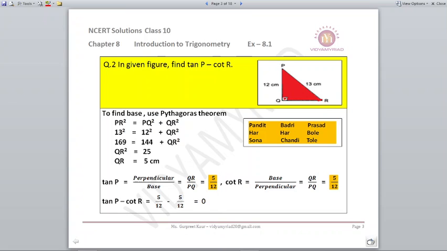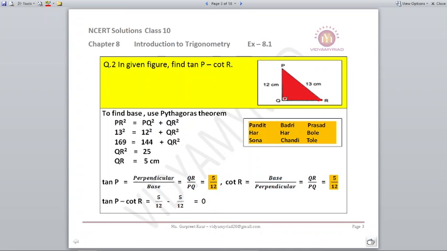In the given figure, find tan P minus cot R. Now we are given a right angle triangle PQR, where we are given the perpendicular 12 centimeters and the hypotenuse 13, but QR is missing. So using Pythagoras, we will find QR, that is PR square, the hypotenuse square, is equal to PQ square, which is the perpendicular, plus QR square, which becomes the base. Using this, we get QR as 5 centimeters.